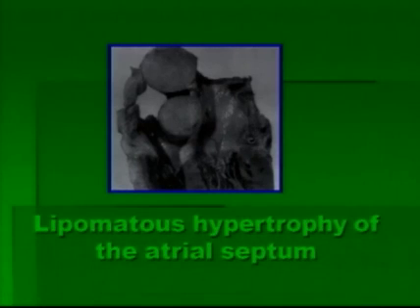Here's another tumor, or rather two tumors. This is obviously an explanted heart. There's a large one in the interatrial septum, and there's a little space in between, and then there's another large ball-like tumor. And this actually is a rather extreme example of lipomatous hypertrophy of the atrial septum. Let's use this to talk about lipomas.